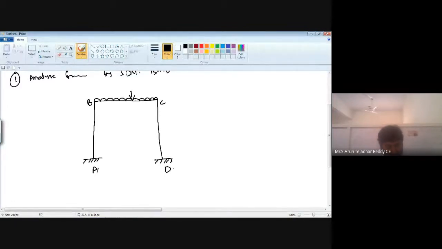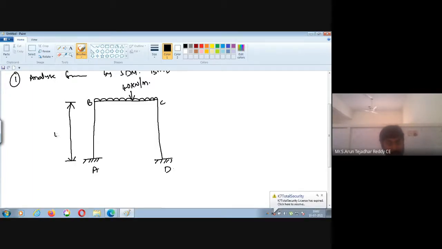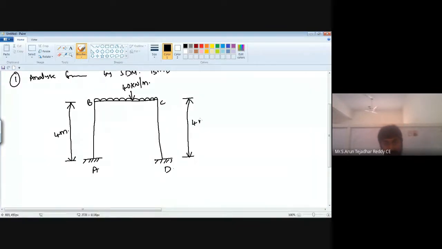What is the given load here? B to C, 40 kilonewton per meter. Okay. 40 kilonewton per meter, and A to B length, that is vertical member length, is 4 meter, and C to D vertical member length is also 4 meter, and B to C beam length is 6 meter.